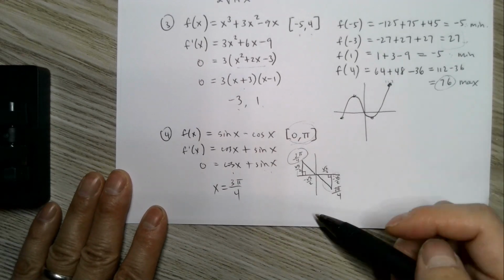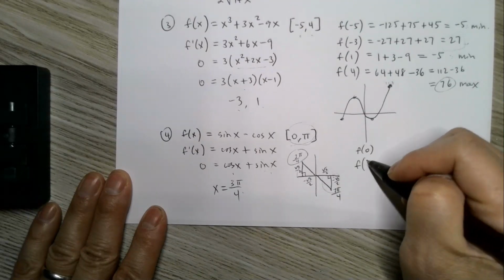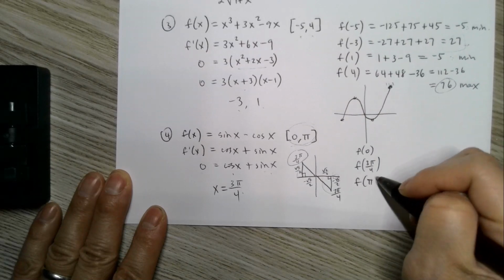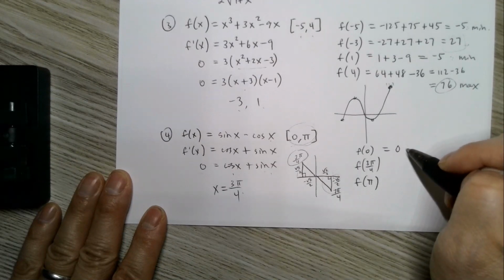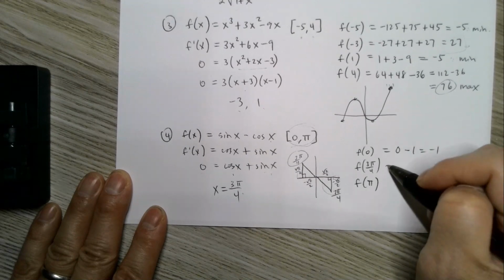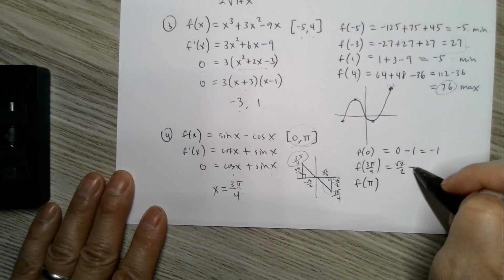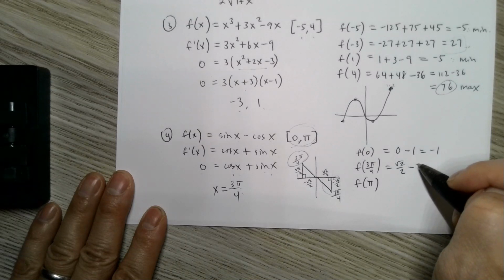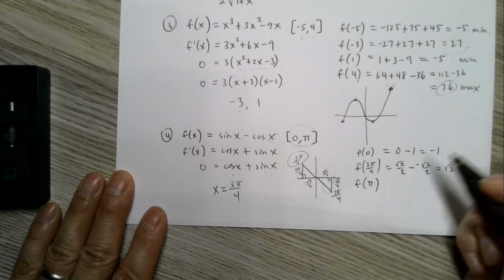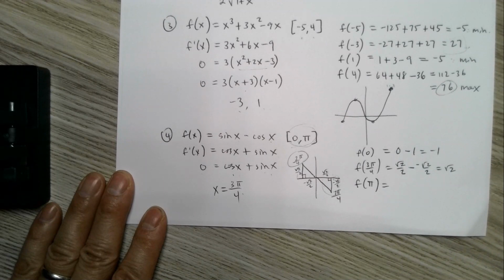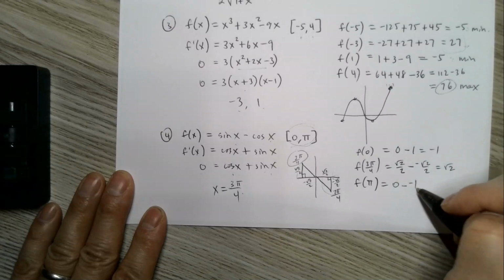So I have three values to test: 0, 3 pi over 4, and pi. If I plug 0 in here, I get 0 minus 1, and that's negative 1. 3 pi over 4 here, rad 2 over 2, minus negative rad 2 over 2, which is rad 2. And pi is 0 minus negative 1, that's 1.